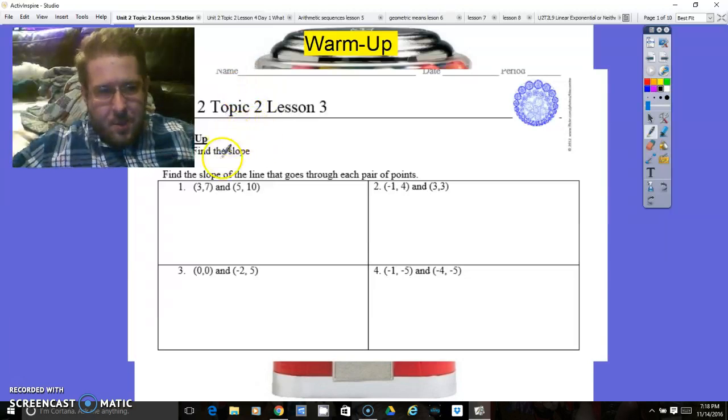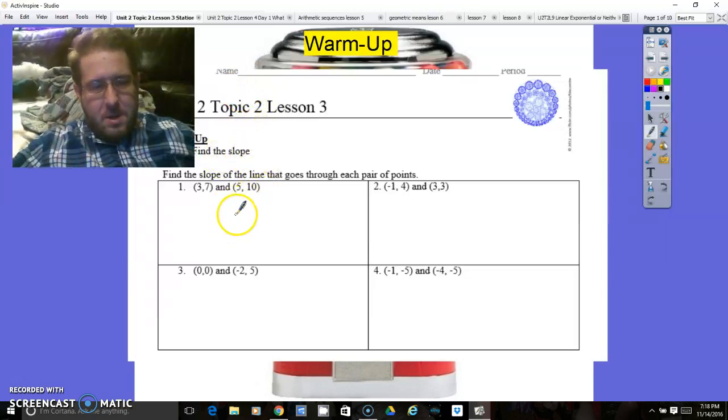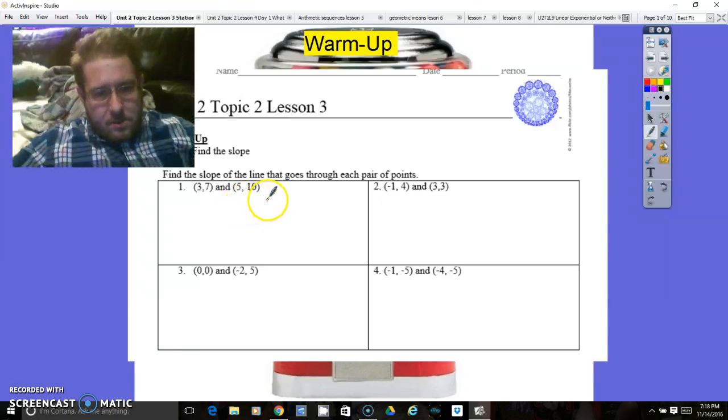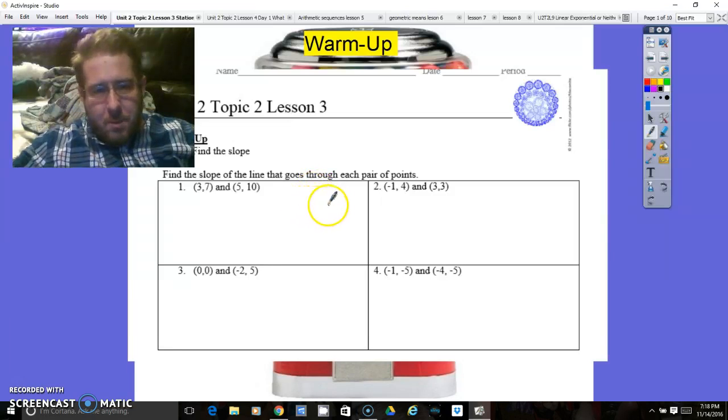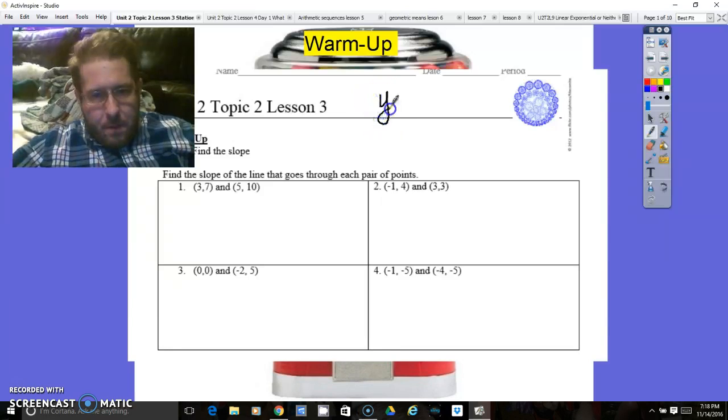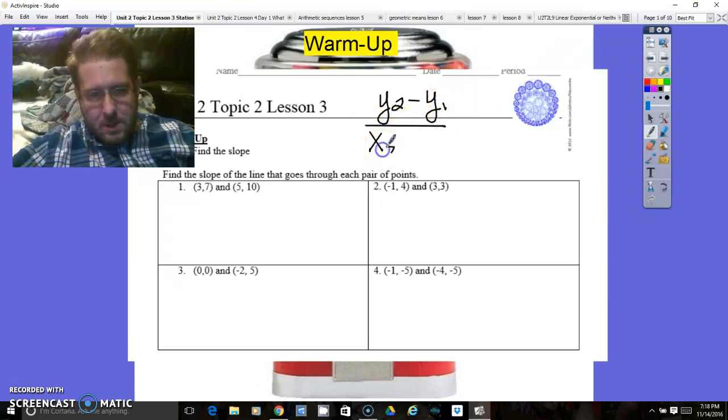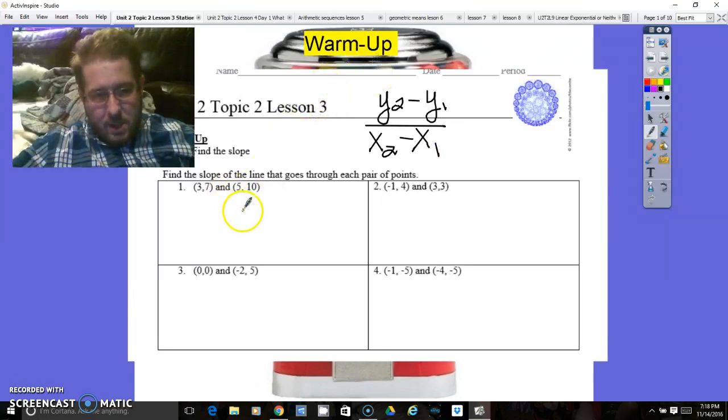All right, this is lesson 3 of Unit 2, Topic 2, and we're dealing with finding slope here to begin with, but this video is really going to be about applying explicit and recursive formulas to real-life situations. So the formula you need is y sub 2 minus y sub 1 over x sub 2 minus x sub 1, which, if you've seen this before, is just the formula for finding the slope of a linear line.